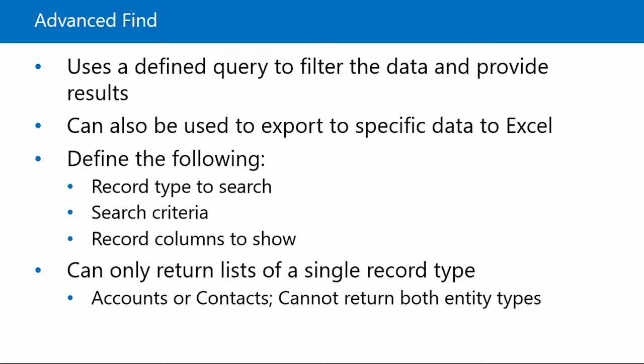In order to define an Advanced Find search, the following must be specified: the record type to search, the search criteria, as well as the record columns that you want to show. In addition, Advanced Find can only return a single record type. It cannot return accounts and contacts in one list, for example.